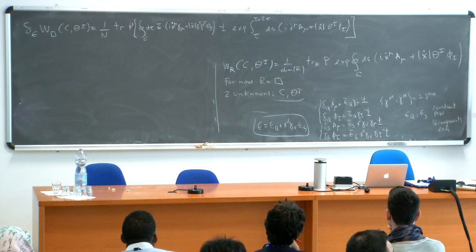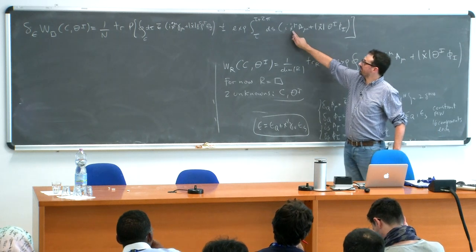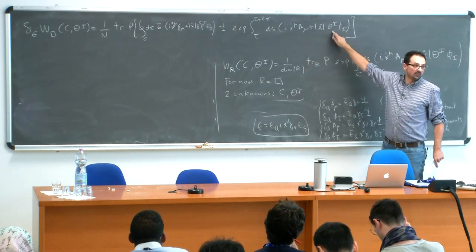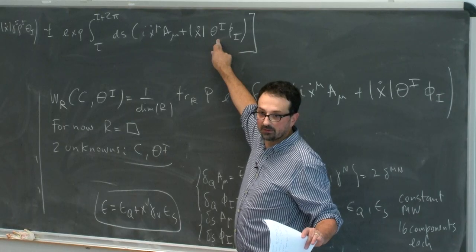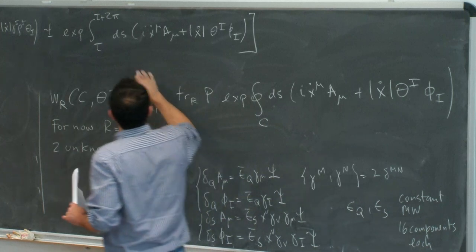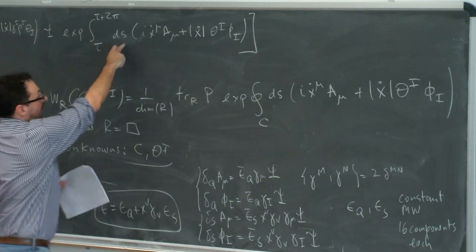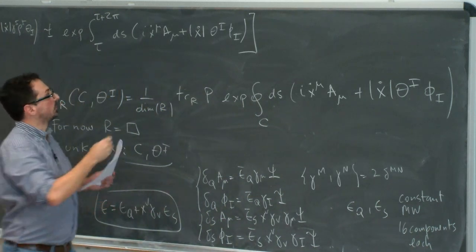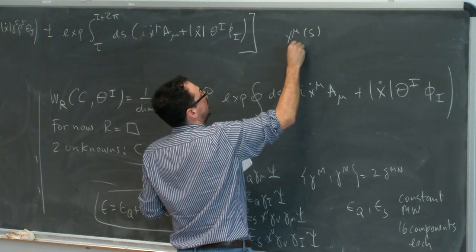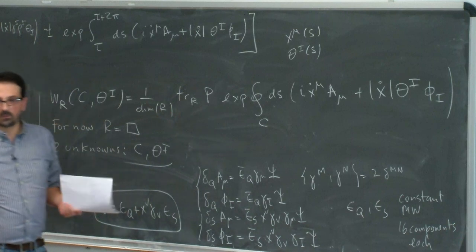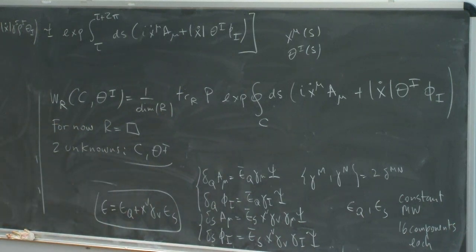Space-time, so we should not consider the internal space as well? Yeah, so the contour, this part is in space-time, and this part is in some internal space. I still don't know what theta I is at this point. But s is the common parameter for the two. So if you want, you have x mu of s and theta I of s. So it's the common parameterization of the two contours. I don't know what they are.